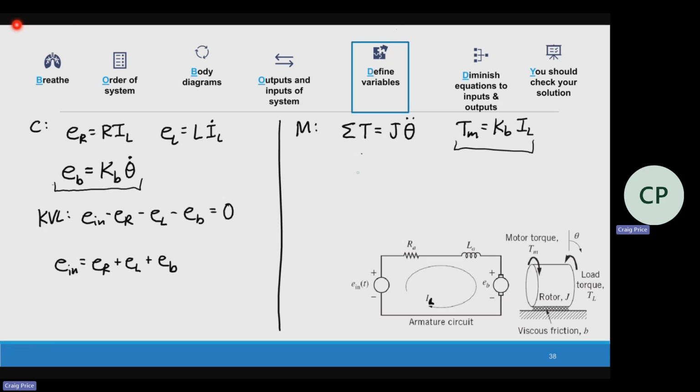The last thing we need is friction, and that is just going to be B theta dot, because it's just dependent on how fast the rotor is turning. We're going to have some friction there. Load torque, we don't need to define. That's just going to be an input.